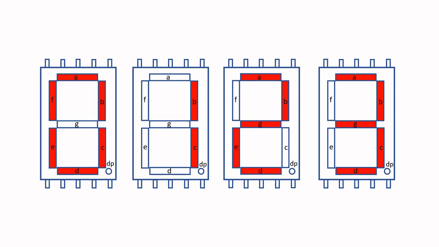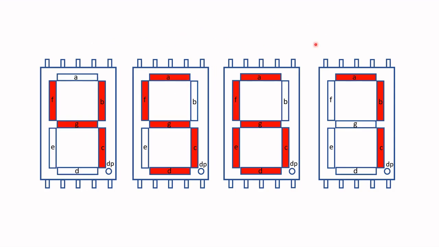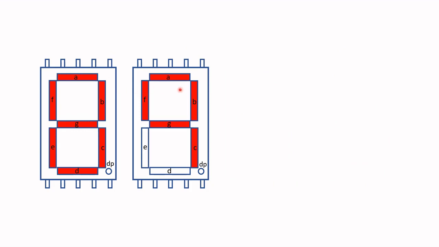Now you can basically get the 7-segment to display 0 1 2 3 4 5 6 7 8 9. I'll stop here. I will do the A, B, C, D, E, and F later on.